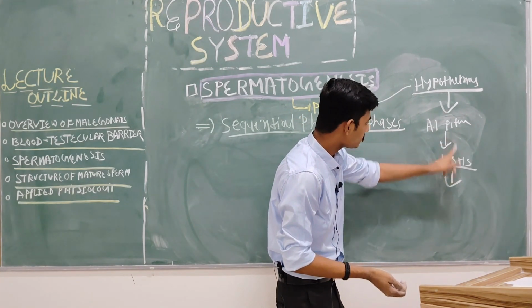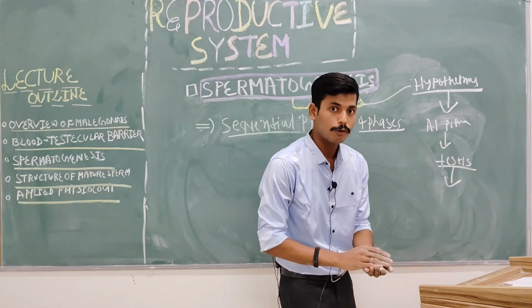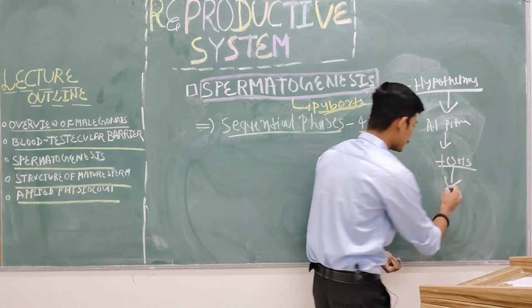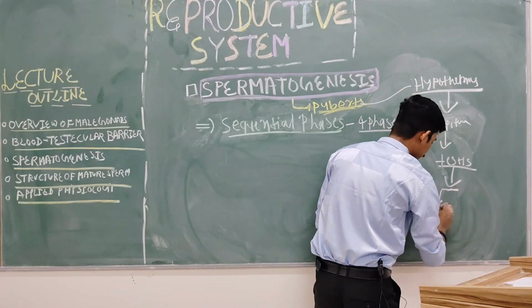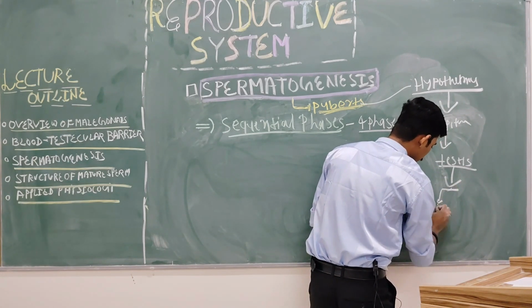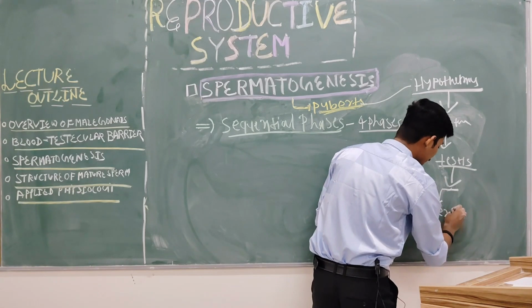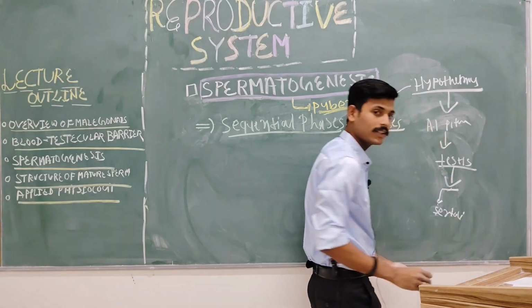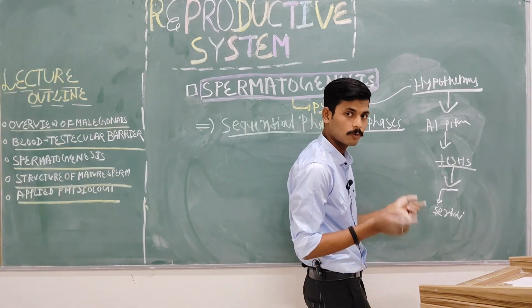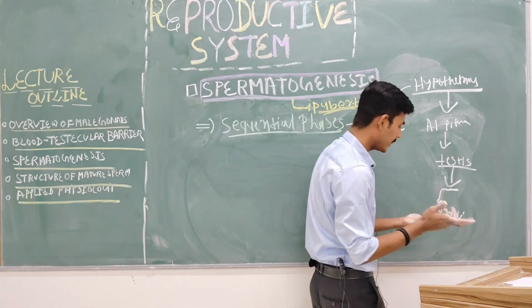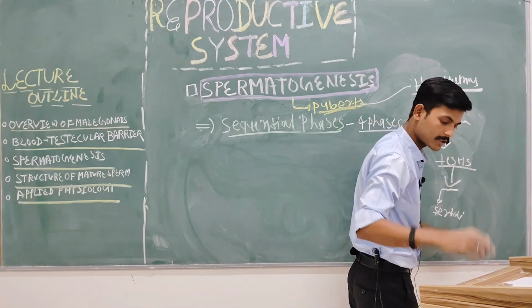So this testis will influence whom? Two types of cells. It first stimulates your Sertoli cell or sustentacular cell. Don't get confused: Sertoli cell, sustentacular cell, nurse cell, they are all synonymous, alternative names for the same cell.